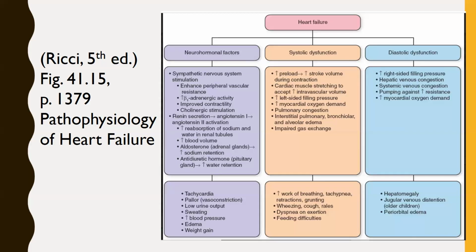With diastolic dysfunction, you'll have increased right-sided filling pressure, hepatic venous congestion, and systemic venous congestion. There'll be pumping against the increased resistance, and there'll be increased myocardial oxygen demand. So this is going to lead to hepatomegaly. In older children, you'll see jugular venous distension or JVD, and it's common to see periorbital edema with these little ones.